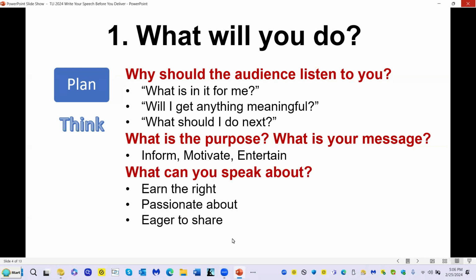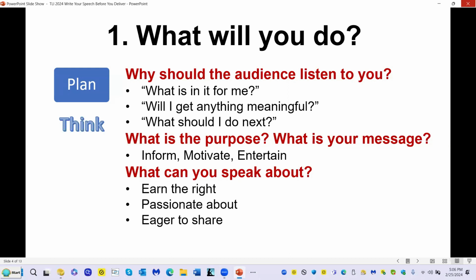The next item, what you have to think about, is what you are going to speak about. I learned it in the Dale Carnegie course, that you have to think about these 3 points. Do I have the urge to write, to speak about this? Am I passionate about this subject? And am I eager to share it with my audience?